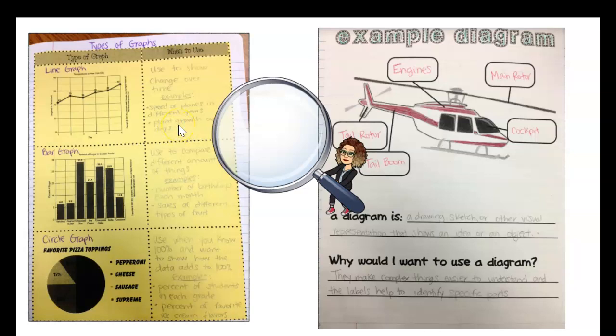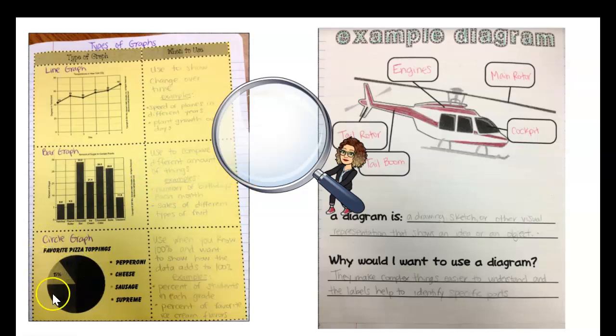Another type of graph that's very common in science projects is the bar graph. You use this to compare different amounts of things. So for example, the number of birthdays in each month, sales of a different type of fruit, those are just some examples that can be displayed in a bar graph. It's comparing 2 or more things.